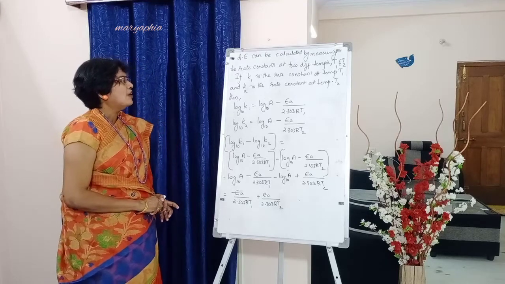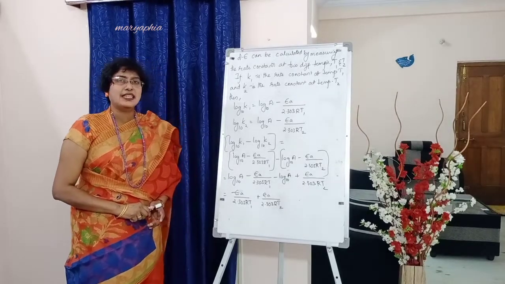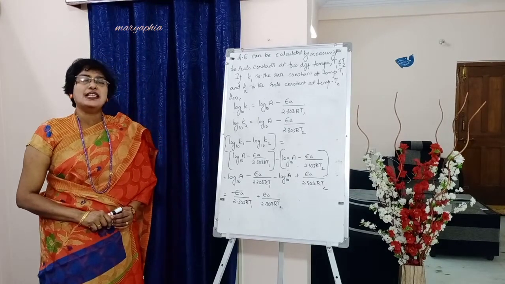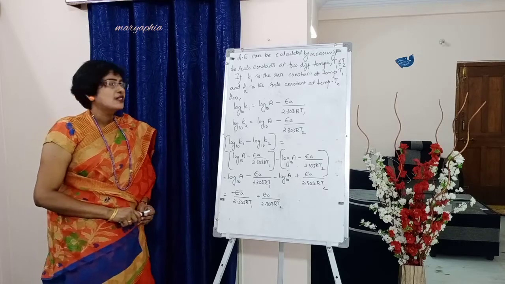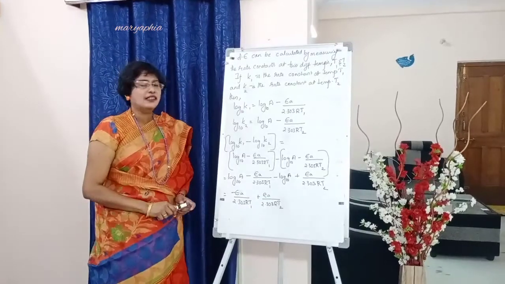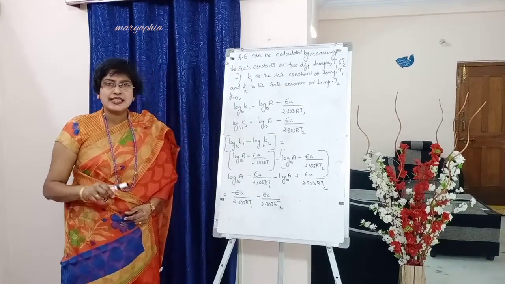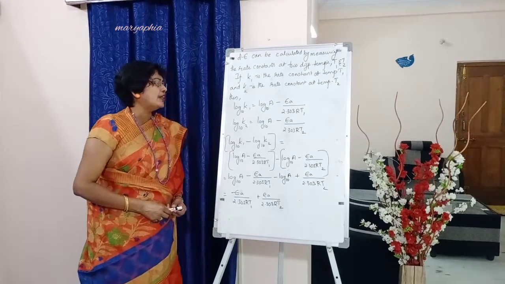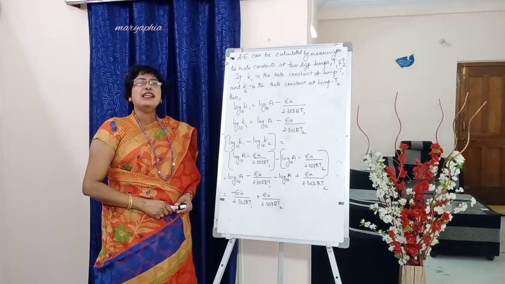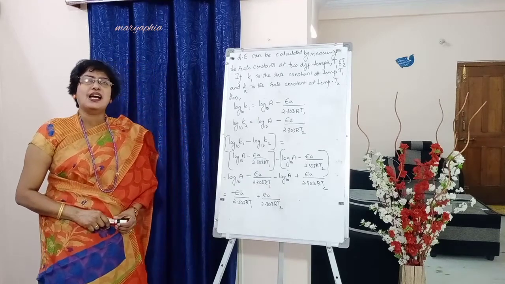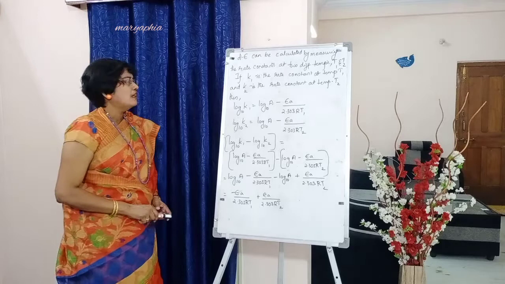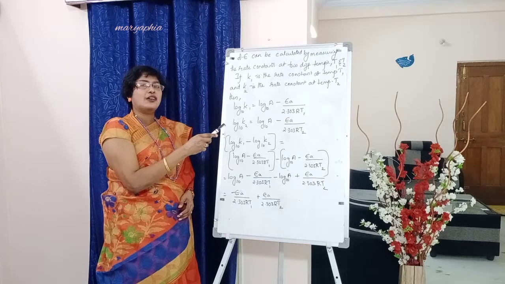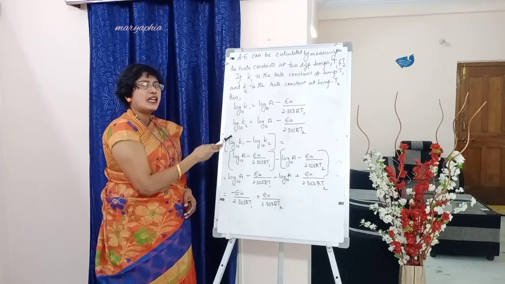Below write down, students. Log of K1 base 10 is equal to log of A base 10 minus EA by 2.303 R T1. So, rate constant K1 at T1, then the equation will be like this. Next, for the rate constant K2 at T2, log of K2 base 10 is equal to log of A base 10 minus EA by 2.303 R T2. Now, this minus this. There are two equations, so two rate constants at two different temperatures. Now, this minus this, students.